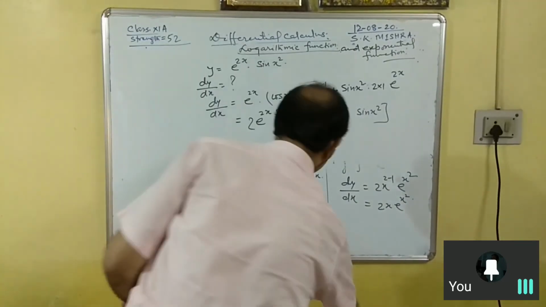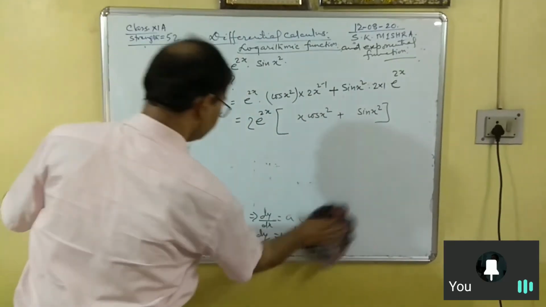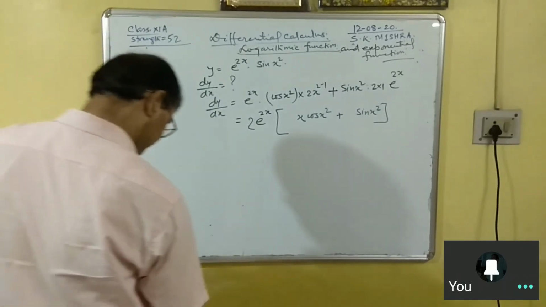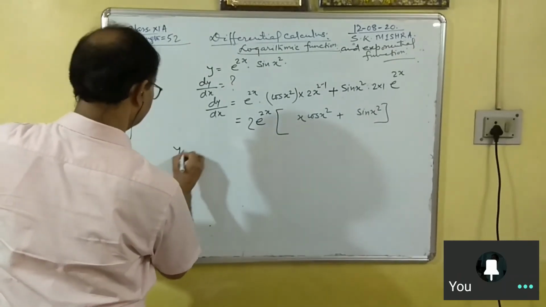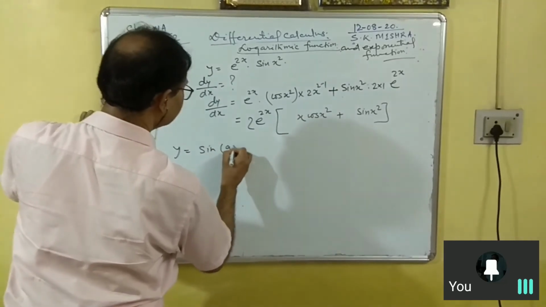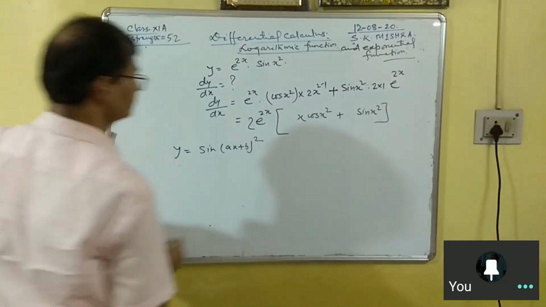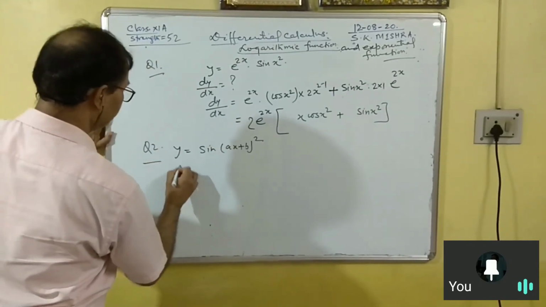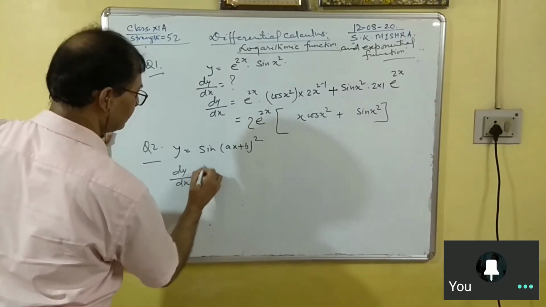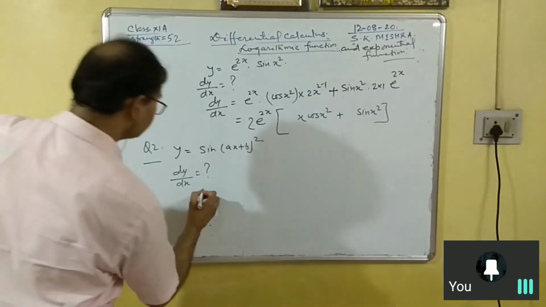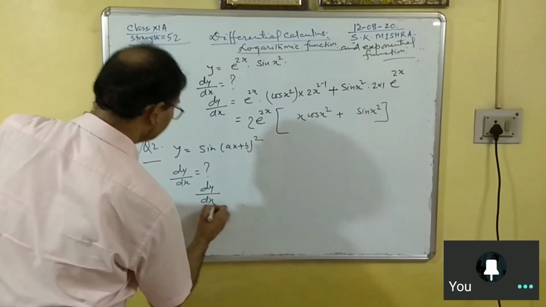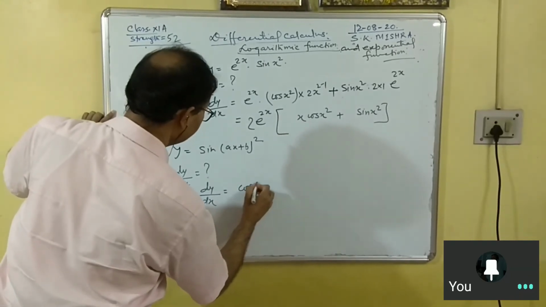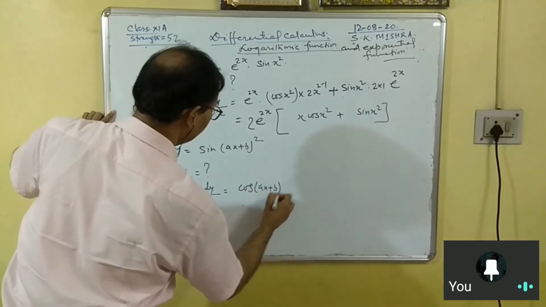In the same way, you can differentiate the other problems. Suppose you are writing y = sin((ax+b)²), then what is dy/dx? How will you find it? Differentiation of sine, whatever sine of something, is cos. So write cos((ax+b)²).